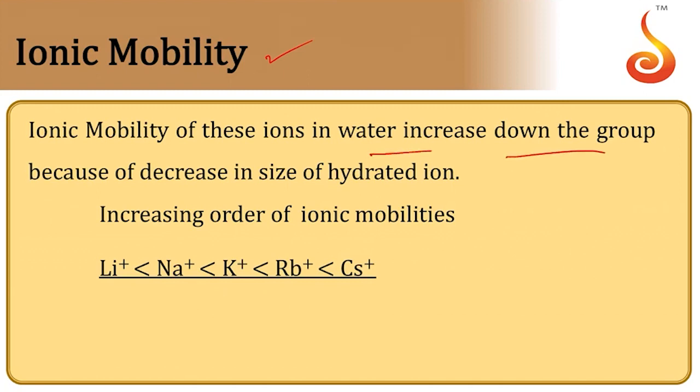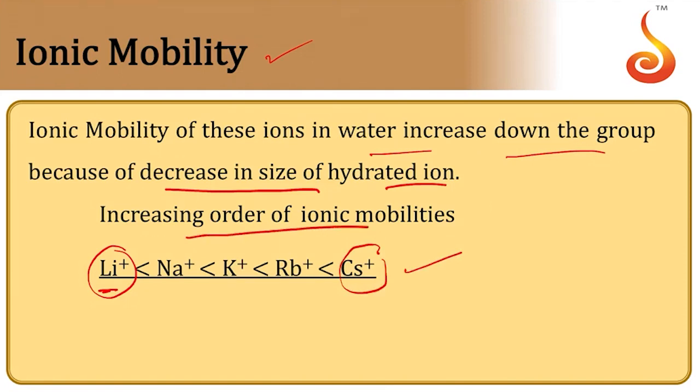So the ionic mobility of these ions in water is increasing down the group, because you have seen that the size of the ions is decreasing. The lithium ion size with water molecules is very much bigger, and therefore this ion cannot move very fast. That is, its hydrated ion size is larger here, and the cesium ion including water molecules is very small, and therefore the cesium ion can move very fast.